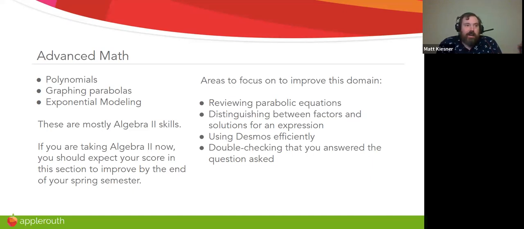And if you're younger than a junior, and maybe you're taking Algebra 2 next year, this is obviously going to be an area where you're missing more questions, right? Because you just have not taken that math. So if you're in Algebra 2 now, you should expect by spring to do better in this section, because you'll have months more of math under these topics.